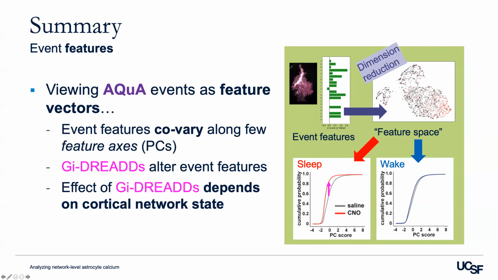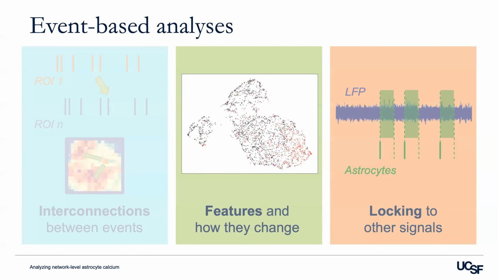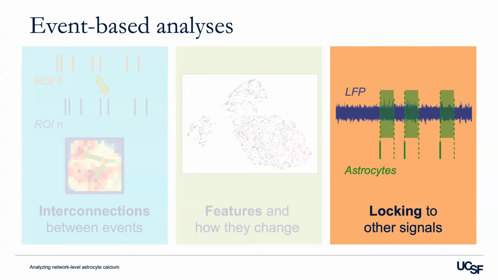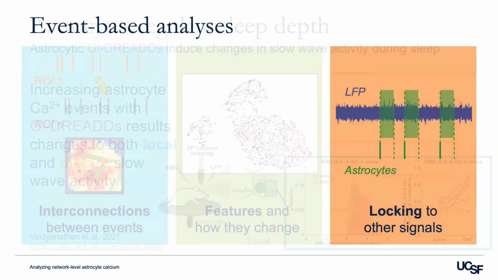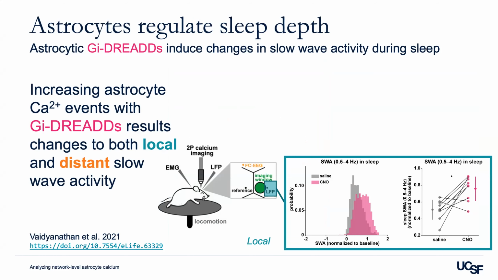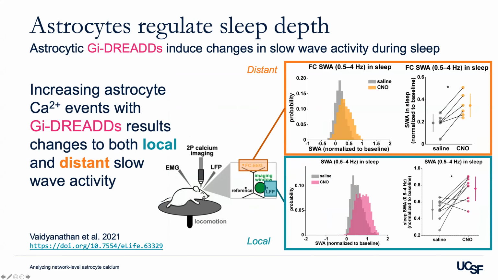So finally, I wanted to take the opportunity to talk about how these astrocyte events relate to simultaneously recorded neuronal signals, in this case, LFP and EEG. And again, what we found was that astrocytic GI dreads actually induces changes in slow wave activity during sleep, both in the local LFP electrode that's proximal to where the imaging window and the activation of the GI dreads were, as well as in distant sites that were recorded in the contralateral frontal cortex, so on the opposite side. So both locally and in distant regions, GI dread activation in astrocytes causes changes in slow wave activity during sleep.